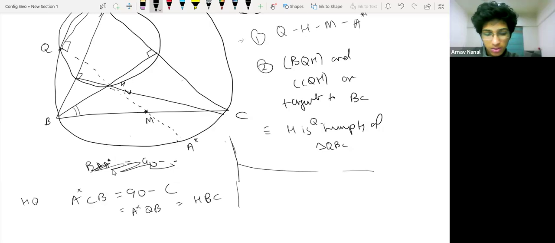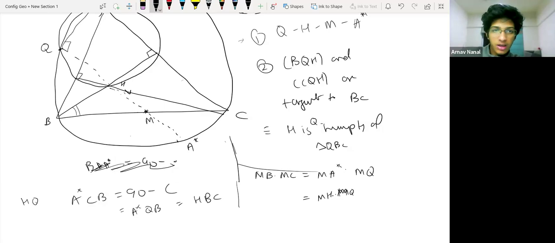Another proof was: MB times MC equals MA star times MQ. It is the same as MH times MQ because that's the reflection. Okay, I am not using directed lengths here. These are just absolute values. We'll probably have to add a negative if we are dealing with directed lengths, but it doesn't matter right now. This is equal to MH times MQ. So by definition, H is the Humpty point. Is it clear?